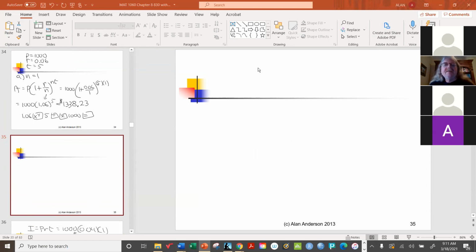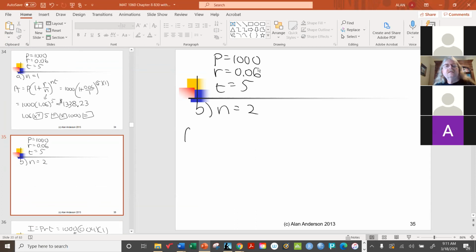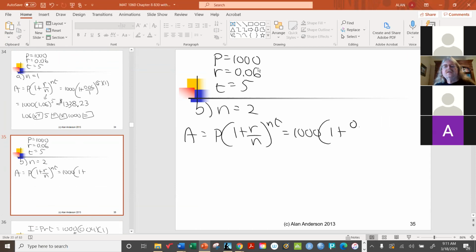All right, so what happens here is you've now got, once again, P is 1,000, R is 0.06, and T equals 5, and in part B, N equals 2. A equals 1,000 times 1 plus 0.06 over 2 this time. So this time you've actually got 1,000 times 1.03 raised to the 10th power.